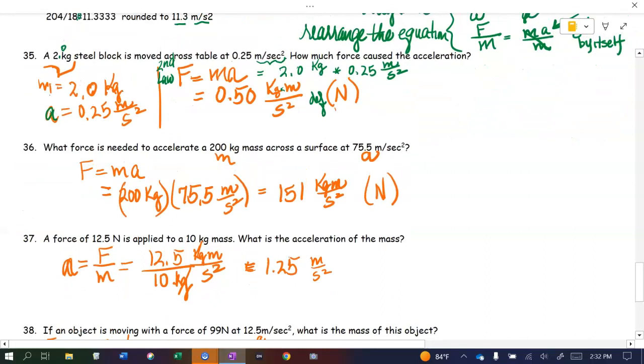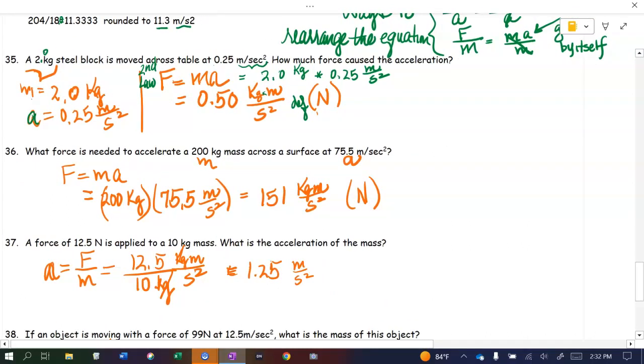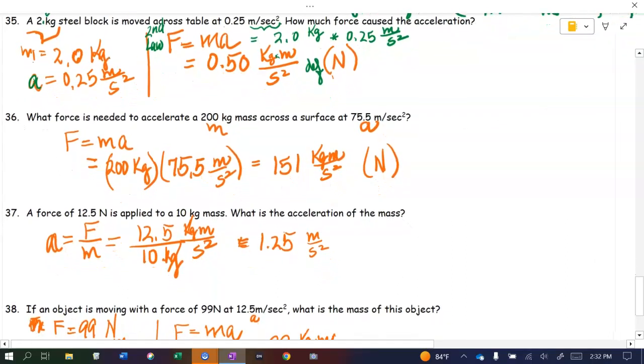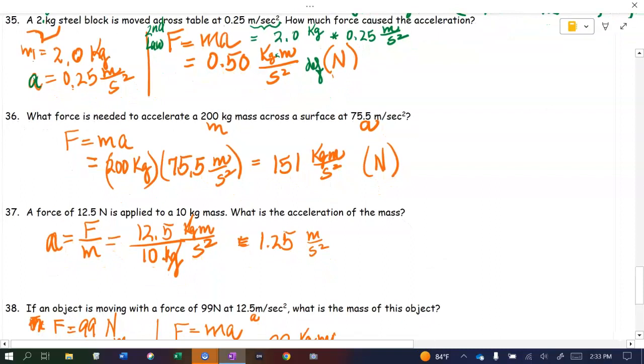What force is needed? So remember, you can always stop the video and listen to me explain it again, or just look at what I did a little bit longer. That's the benefit of doing a review in a video. That's one reason I like to do reviews in videos. What force is needed to accelerate a 200 kilogram mass across a surface at 75.5 meters per second squared? Wow, that's a lot of acceleration. And this is a big mass, 200 kilograms. A kilogram is about 2.2 pounds, all right?